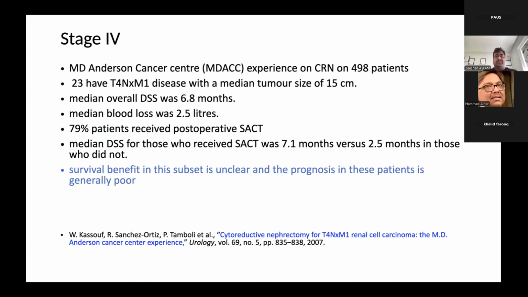MD Anderson, which has published most in the historical era about these patients with stage 4 T4M1 disease, suggested that this procedure carried significant morbidity in terms of overall blood loss and recovery from the surgery. So at that point, the survival benefit was slightly unclear. And prognosis in that advanced group is generally poor. And this is something which we know and practice in this era as well.